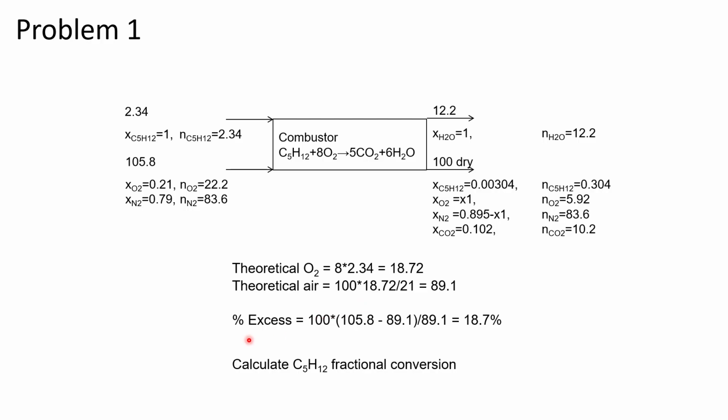The percent air excess we said was 100 times the actual amount that was fed. The actual amount of air that was fed is 105.8. Subtract off the theoretical, take that quantity, divide by the theoretical, and we end up calculating that it's 18.7% excess.